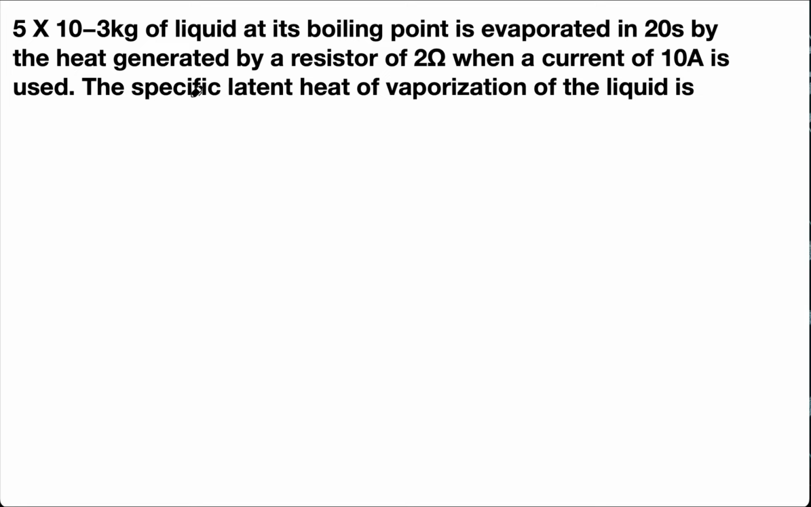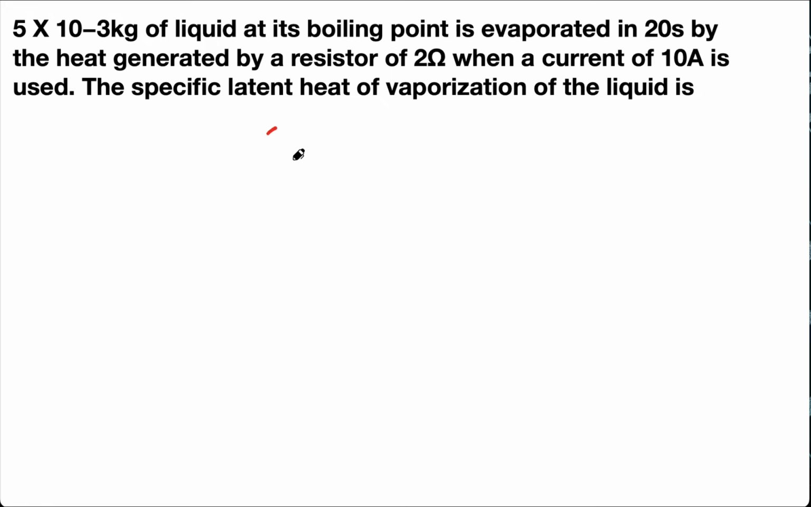What happened is that there is a change in state because the liquid had already reached its boiling point. When you continue to supply heat to a liquid that has already reached its boiling point, the liquid begins to change state from the liquid state to the gaseous state. The kind of heat involved in the change of state without changing the temperature is known as latent heat. So we want to find the specific latent heat of vaporization.